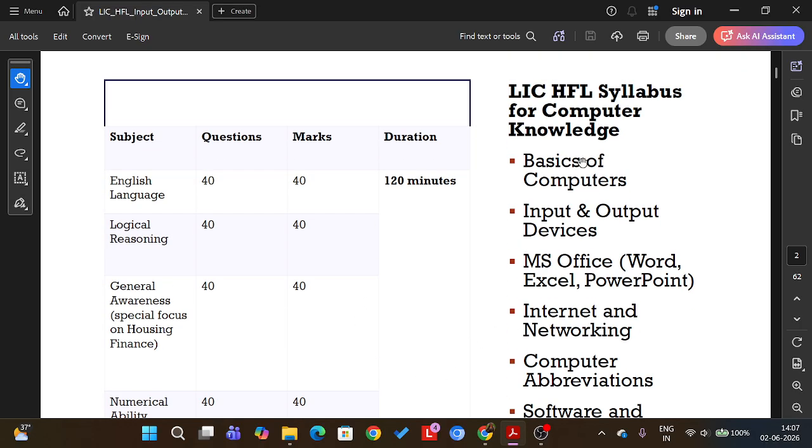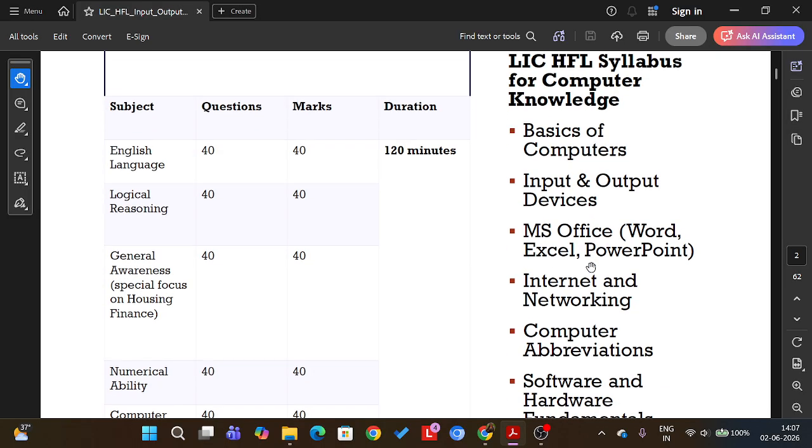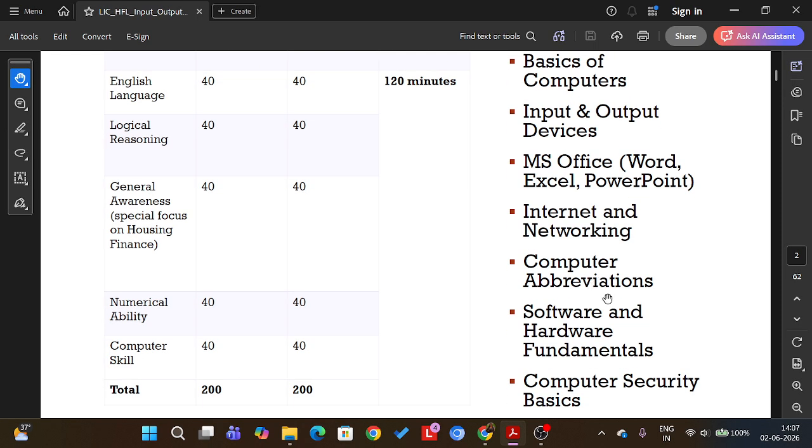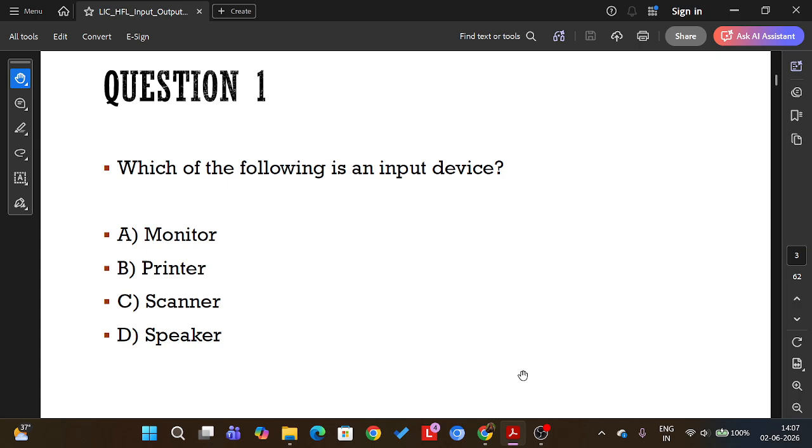The computer knowledge syllabus is basics of computers, input and output devices, MS Office, Word, Excel, PowerPoint, Internet and networking, computer abbreviations, software and hardware fundamentals, computer security basics.